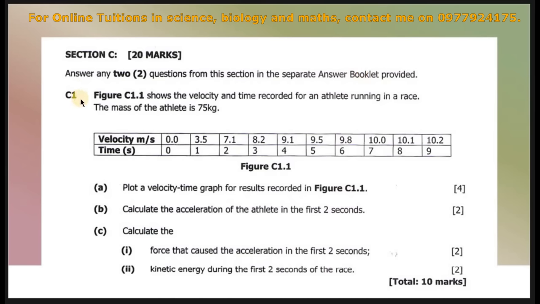Then the next, section C, answer any 2 questions from this section in the separate answer booklet provided. So C1, figure C1.1 shows the velocity and the time recorded for an athlete running in a race. The mass of the athlete is 75 kg. So this is the data that was collected. Velocity, these are the values. Time, these are the values. Then plot a velocity time graph for the results recorded in figure C1.1.